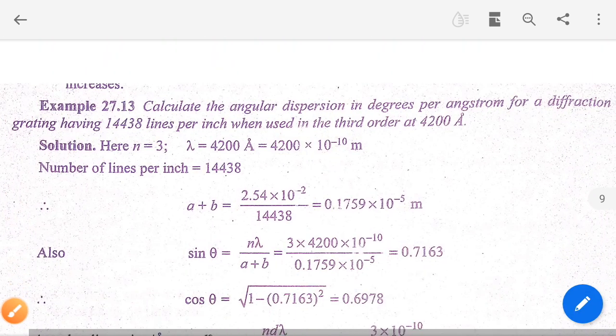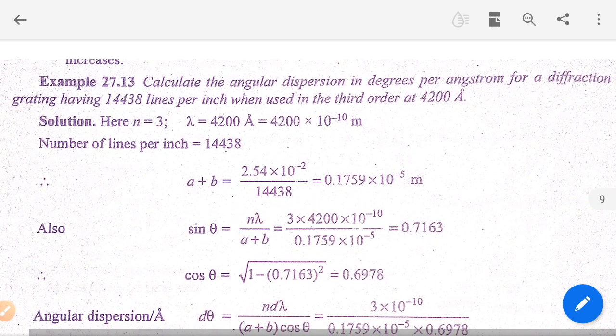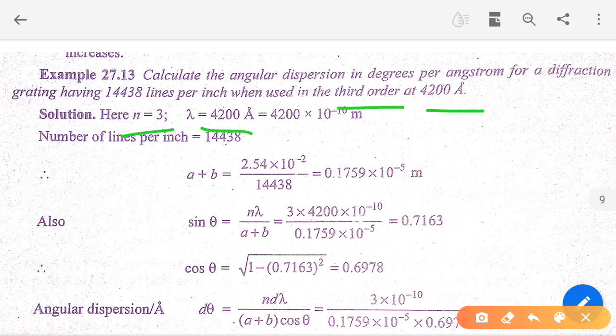As we move further, calculate the angular dispersion in degrees per angstrom for a diffraction grating having 14,438 lines per inch when used in third order at 4,200 angstrom. Here the order is given, n is equal to 3 for the third order, lambda is 4200 angstrom, and the number of lines per inch is 14,438.